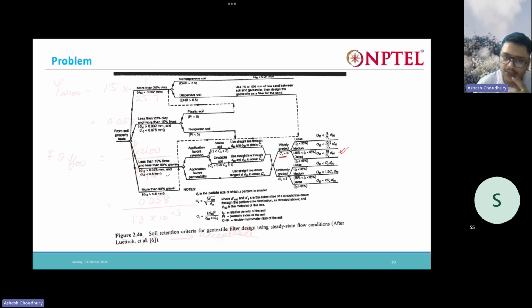Then, as usual, the next step is to check the retention criteria. So this was the flow or permeability criteria that we checked, and next we have to check the retention criteria. How do we actually check it? We use various criteria. This is a chart given by Giroud et al., which is also given in Koerner's book.